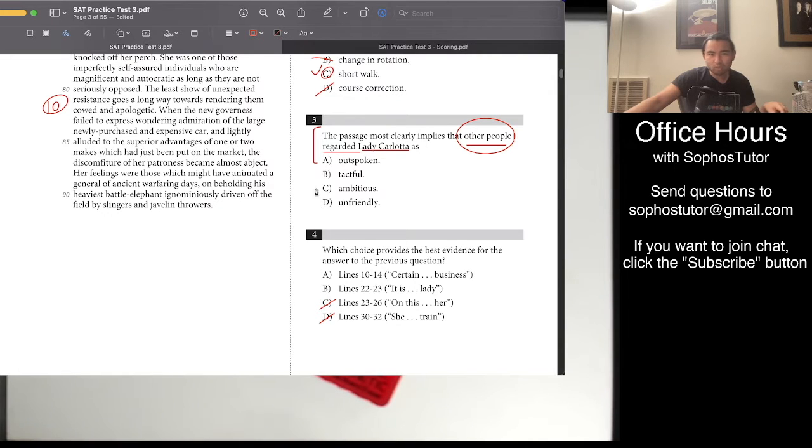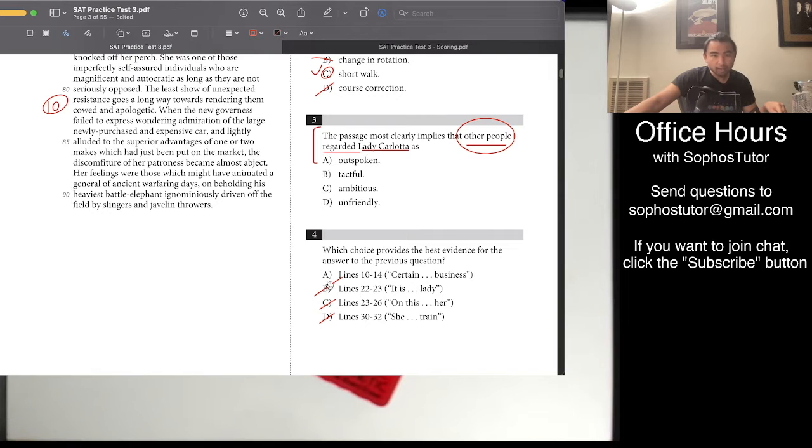I mean, maybe we look at the answer choices. We can't tell if she's outspoken. We can't tell if she's tactful. We can't tell if Lady Carlotta is ambitious. Okay, she did lose a friendship, but we don't know whether the friendship was due to her unfriendliness. All that it says is that the friendship was lost. So B doesn't really give us much.